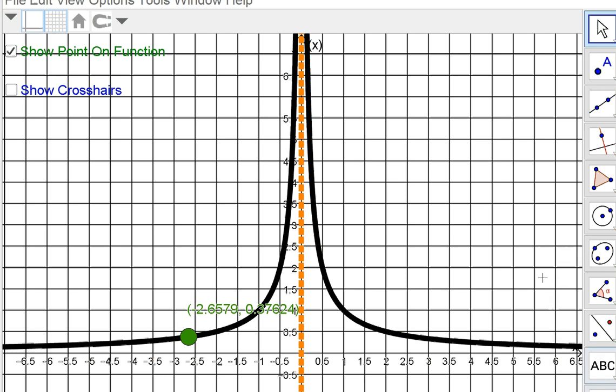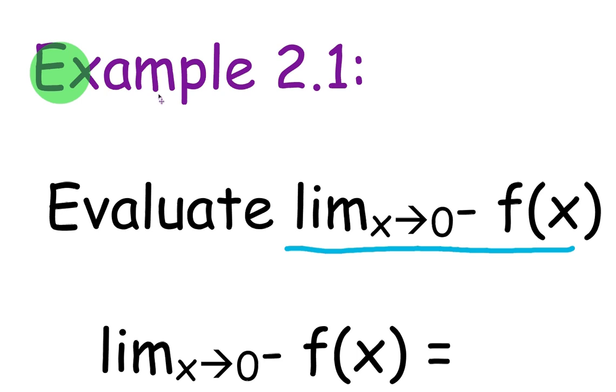Let's take a look at another graph, and here we have an asymptote at x equals 0, and we have the graph coming in from the left and right. Here's a bonus question for you. What would be the equation for this graph? I'll let you think about that. Let me know if you come up with the answer.